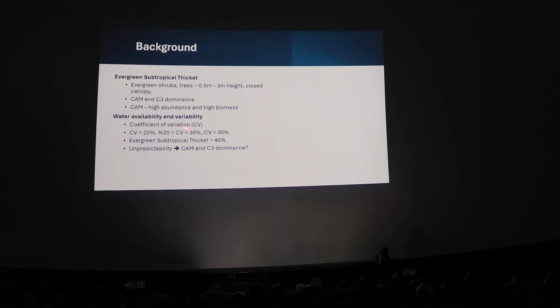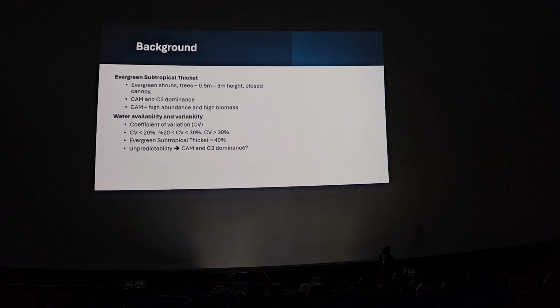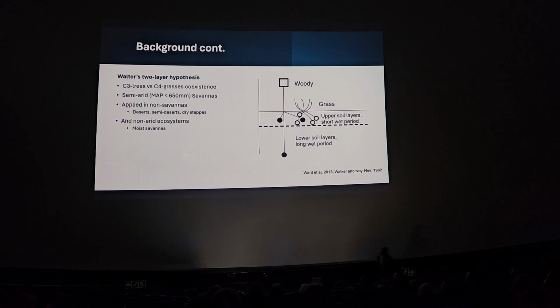So this is why I've explored the coefficient of variation of the mean annual precipitation, where if you have a CV less than 20%, it's low. CV between 20 and 30 is moderate, and then CV above that is considered to be high, and the subtropical thicket is sitting at about 40%. So this is one of the components that we felt we needed to explore the water use of these two functional types. And then how we've tried to go about exploring this coexistence is using Walter's two-layered hypothesis.